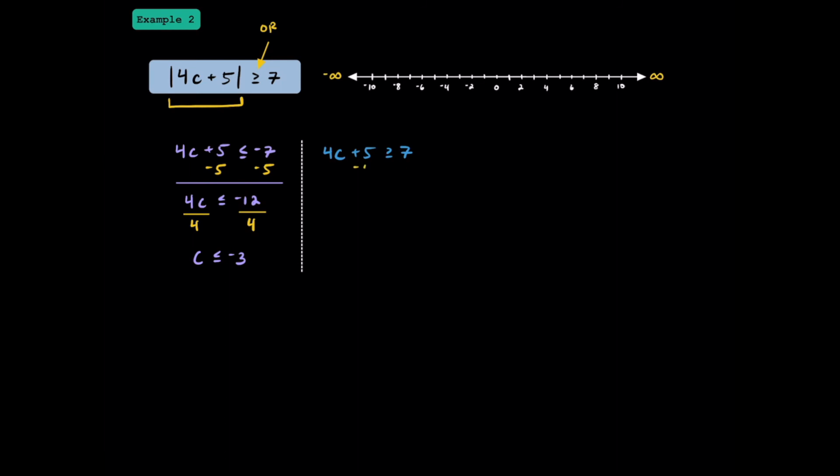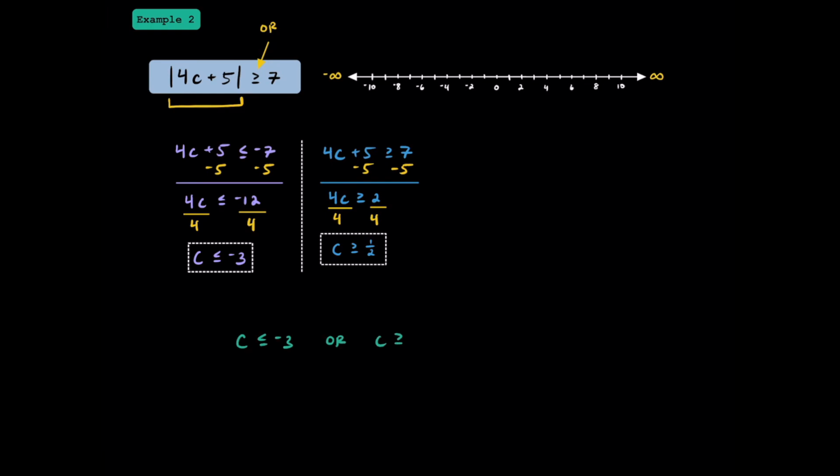To solve our right inequality, we're also going to start by subtracting 5 from both sides. We're going to get 4c is greater than or equal to positive 2. And dividing both sides by 4, we get that c is greater than or equal to positive 1/2. The values that are going to work have to be less than or equal to negative 3, or they can be greater than or equal to positive 1/2. These represent all the possible values of c that make our absolute value inequality true.